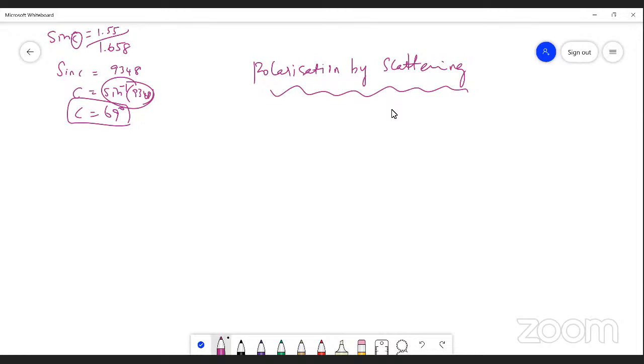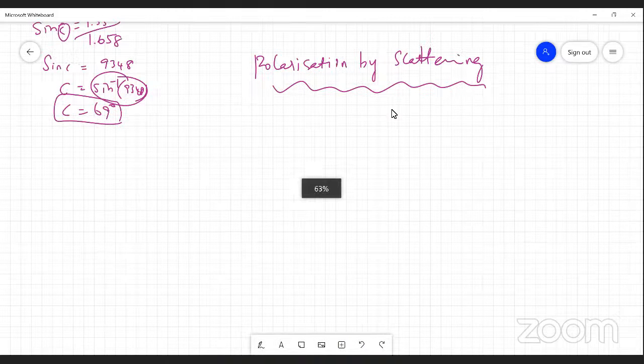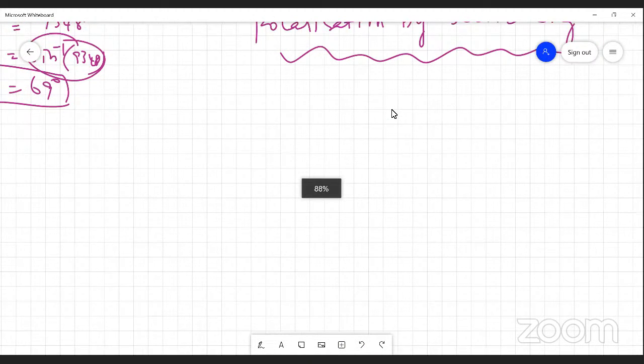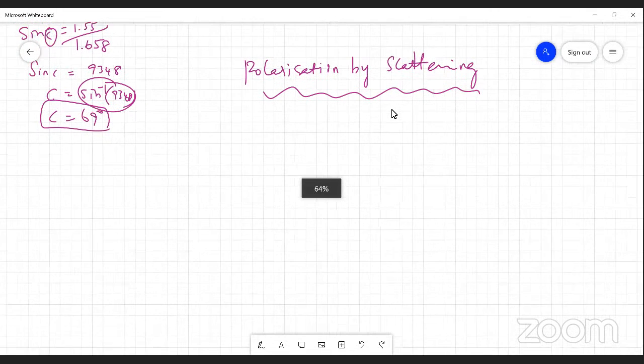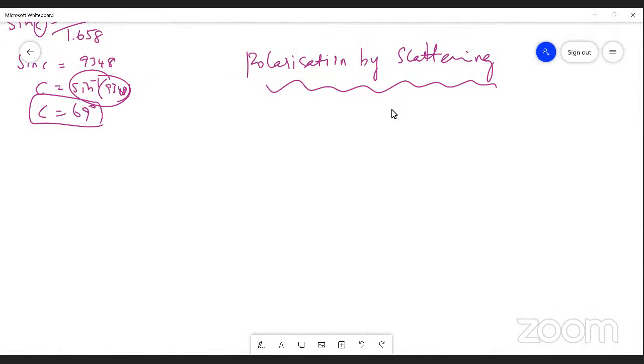What do you mean by scattering? Boys, anybody? What do you mean by scattering? Does anybody know Rayleigh's scattering law? Hello?